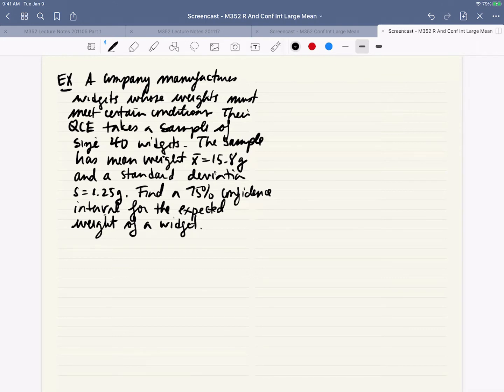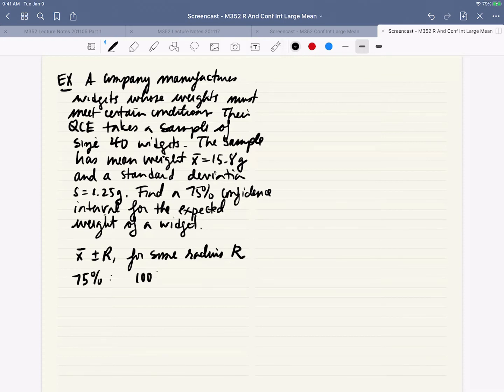So remember our confidence interval, it's going to have endpoints that are of the form the sample mean plus or minus R for some radius R. And that R is going to depend upon a bunch of stuff. And one of the things it depends upon is the confidence. So we've got a 75% confidence.